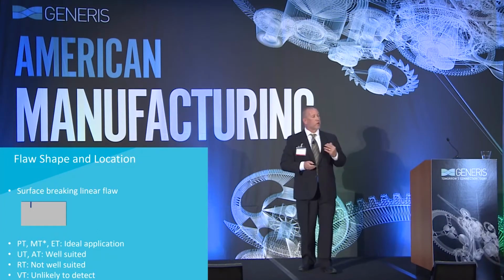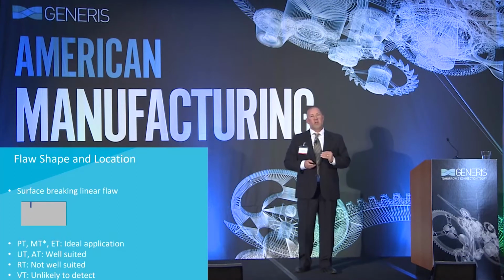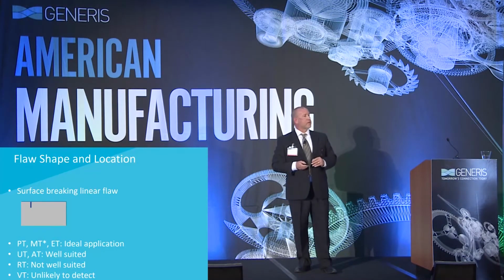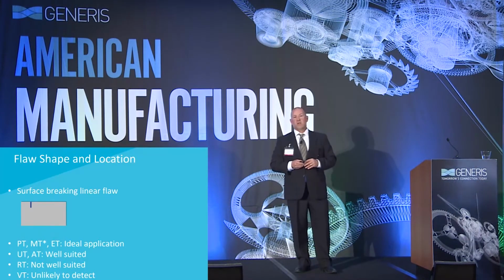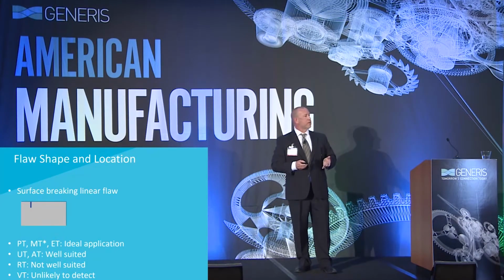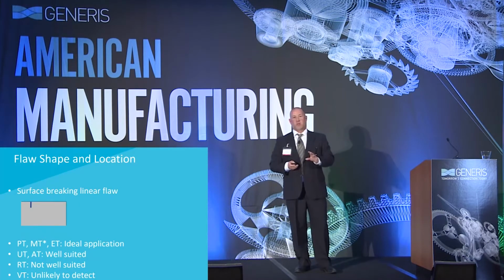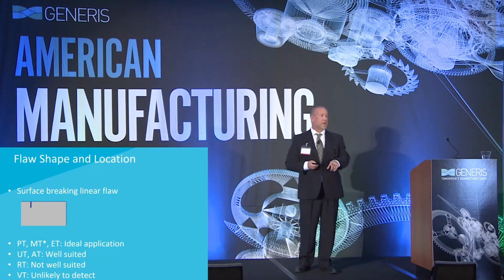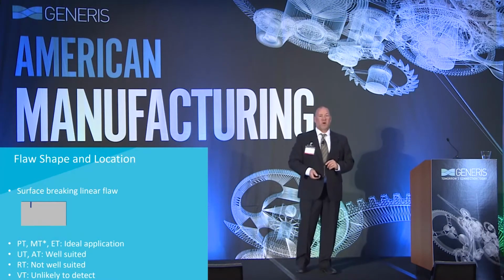UT and AT, we say that they're well suited, but one notch below ideal. Visual testing, I say, is unlikely to detect this flaw. Wait, it's surface breaking. Can I see it? Well, A, if I'm awake and paying attention, and B, if it's large enough. And neither of those is certain. So we have to regard visual testing as being unlikely to find this. It's a linear flaw, not a volumetric flaw.